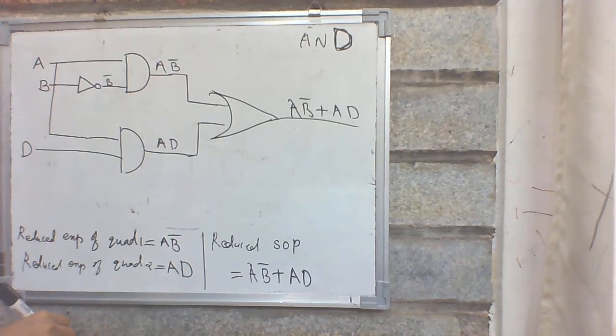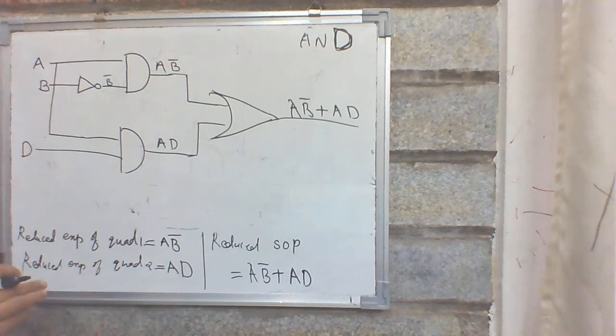Yeah, in exam, if they are asking to draw the logic gate diagram of the reduced SOP, then you have to draw the logic gate diagram also. Otherwise, you just find out the reduced SOP.